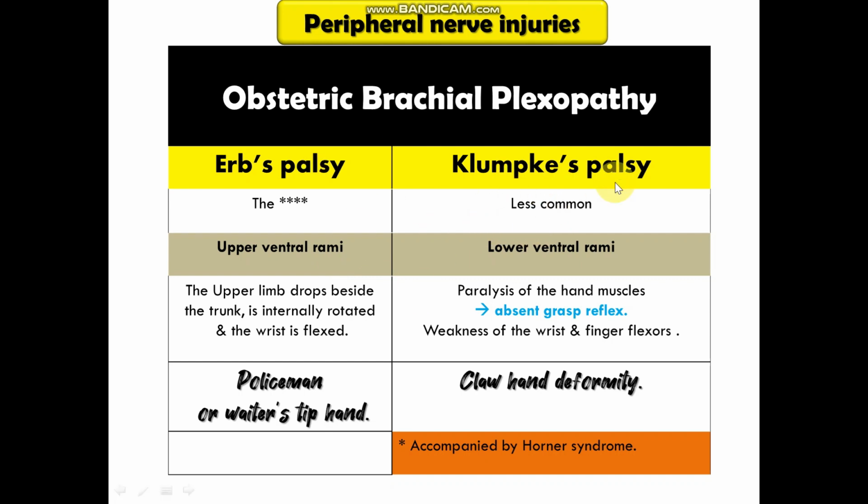However, Klumpke's palsy, which is less common than Erb's palsy, affects the lower ventral rami of the brachial plexus, where paralysis of the hand muscles occurs, leading to absent grasp reflex, and also there is weakness of the wrist and finger flexors. So it's called the claw hand deformity, and it is commonly associated with Horner syndrome.